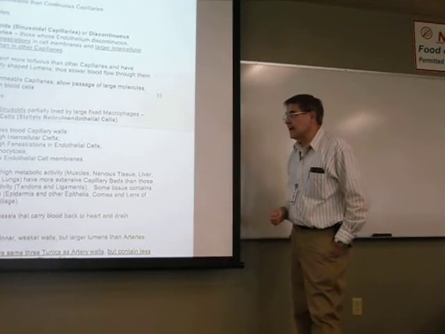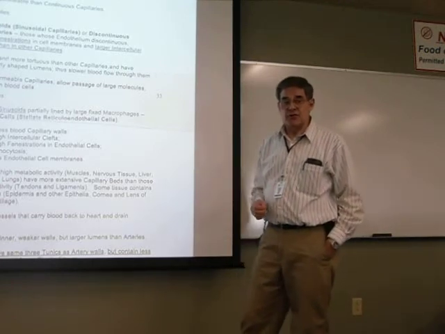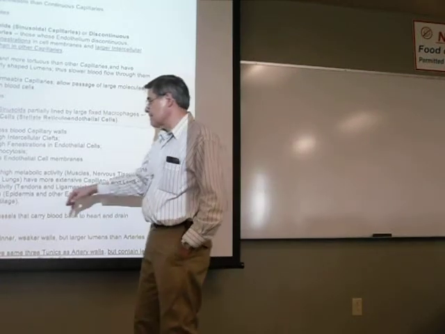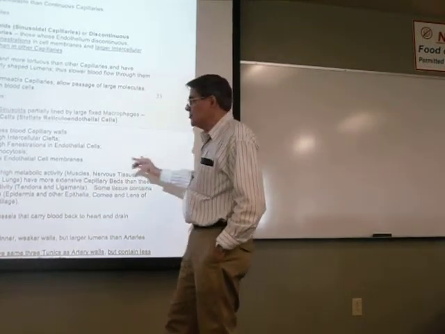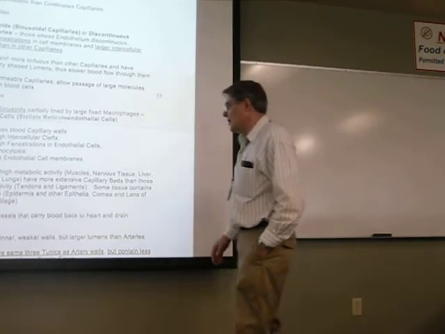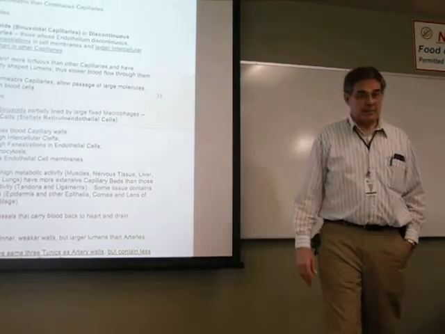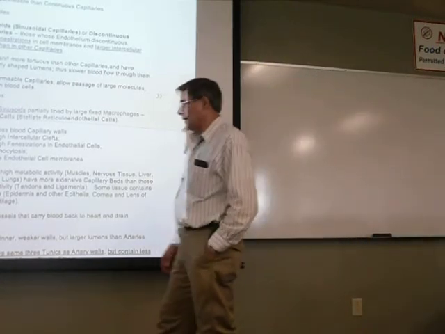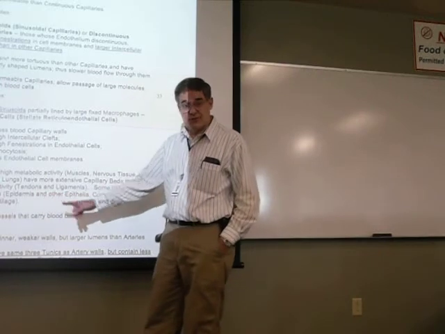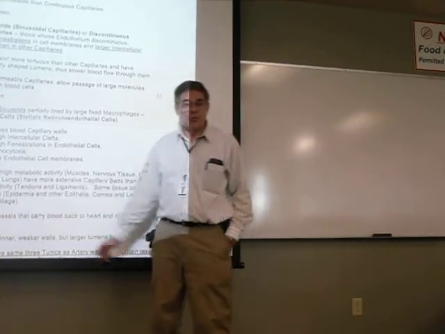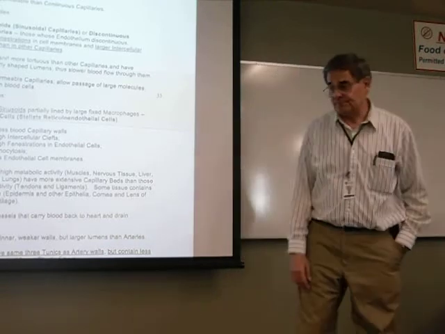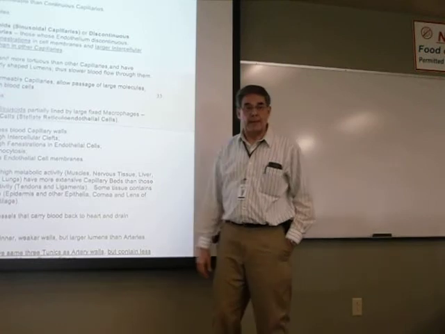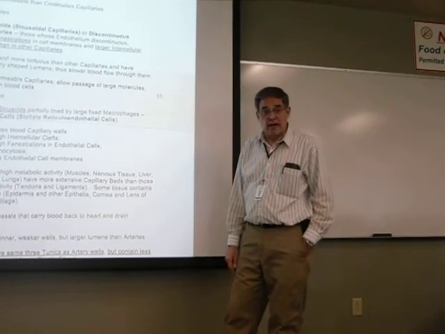Okay. And also, as you'd expect, tissues that are very metabolically active, like muscles, nervous tissue, kidneys, lungs, liver, and so on, would have a greater capillary network within them than those that are less metabolically active, like dense connective tissue. So if they're tendons, which attach muscle to bone, and ligaments, which attach bone to bone. And then, of course, some tissues have no capillaries.